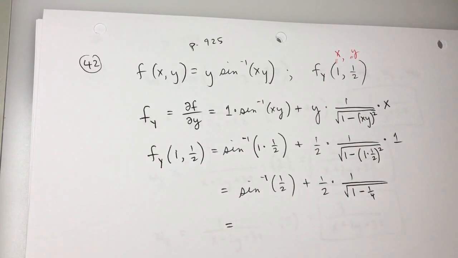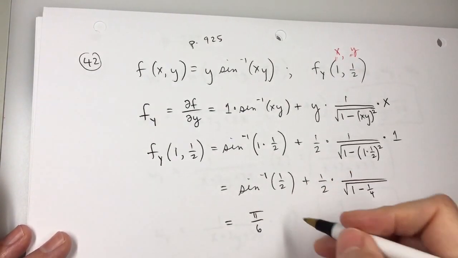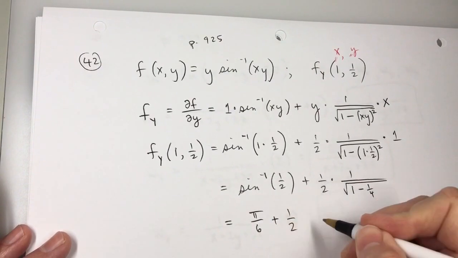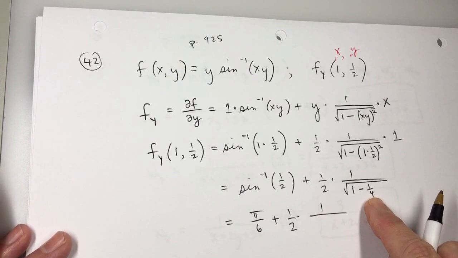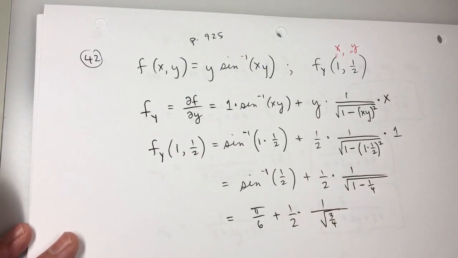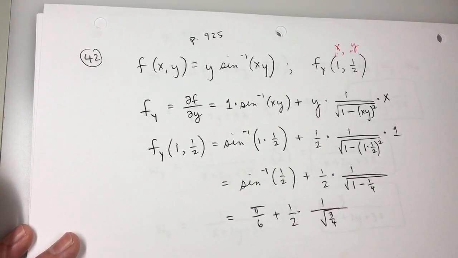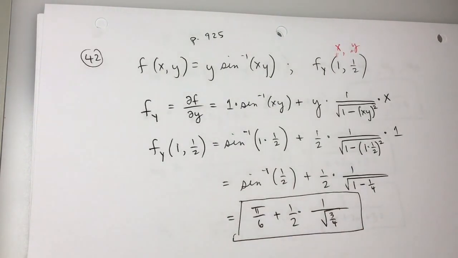What's the inverse sine of 1/2? What angle will give you sine equal to 1/2? By the way, in radians. Pi over 6. Plus 1/2 times 1. Now 1 minus 1/4, that is 3/4. So that's the square root of 3/4. And this is probably enough. I know we could simplify it a little bit more, but I'm thinking for class time, I'll leave it at that.